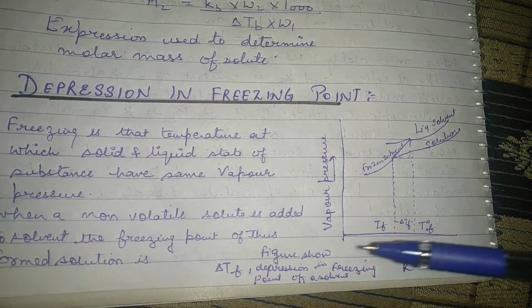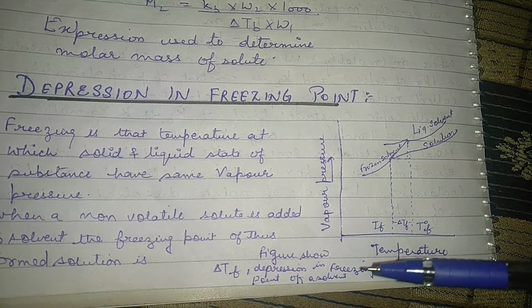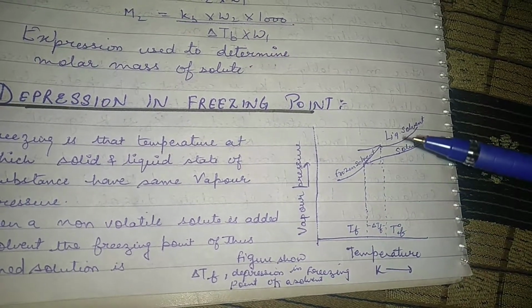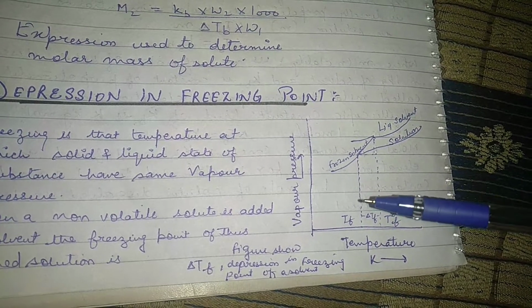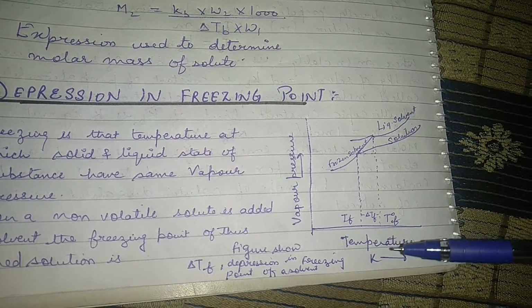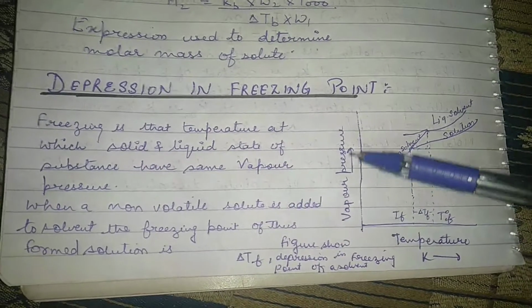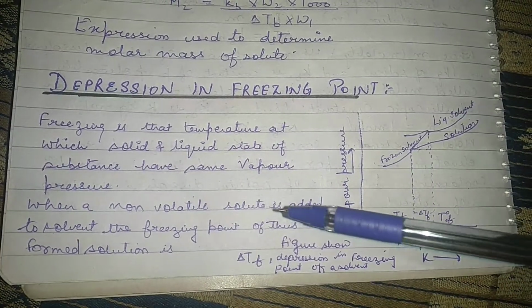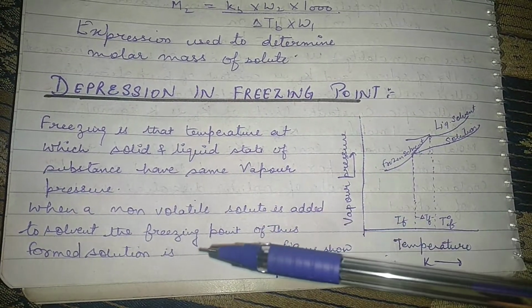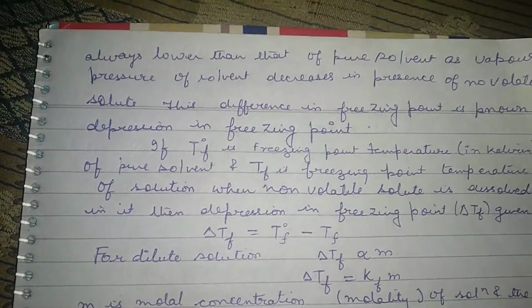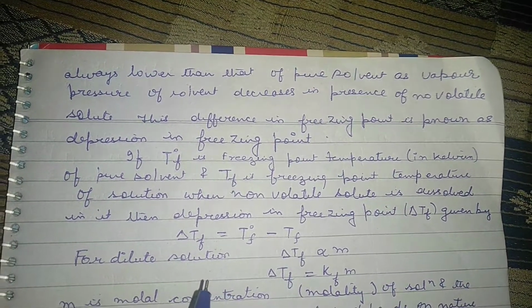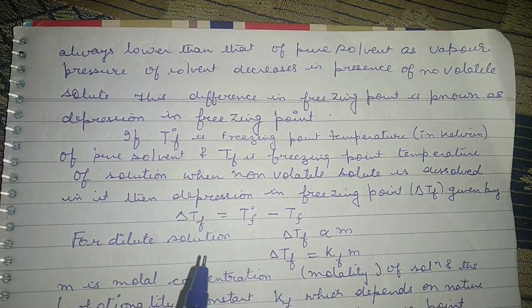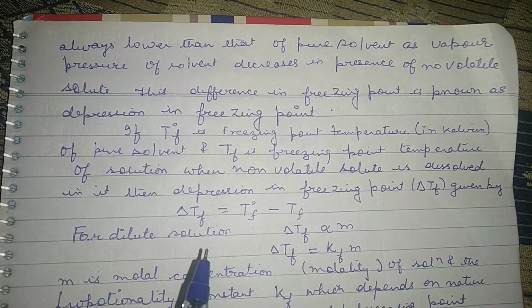It shows delta TF, the depression in the freezing point of a solvent. Here we have shown this is the solvent, this one is your solution. This is the delta TF. Here it is temperature in Kelvin, and here it is the vapor pressure. So when a non-volatile solute is added to a solvent, the freezing point of the formed solution is always lower than that of the pure solvent, as the vapor pressure of a solvent decreases in the presence of a non-volatile solute. So the difference in freezing point is known as depression in freezing point.